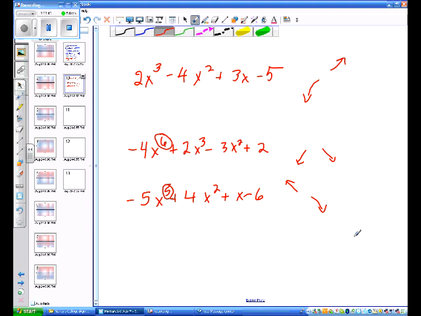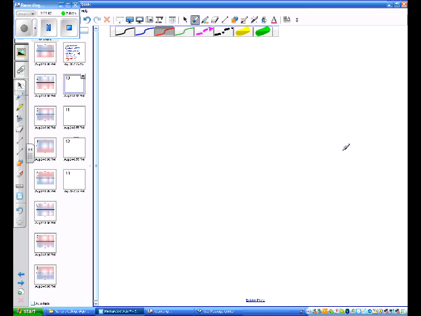Now, once we know what's happening at the ends, then we can go back and start looking at what's happening in the middle. And to know what's happening in the middle, what we need to know are the zeros. Now, we've talked about finding the zeros. That's also the same as finding the roots or the solutions. To find the zeros, we're wanting to know where we cross the x-axis. Where we cross the x-axis, we know that y is 0.